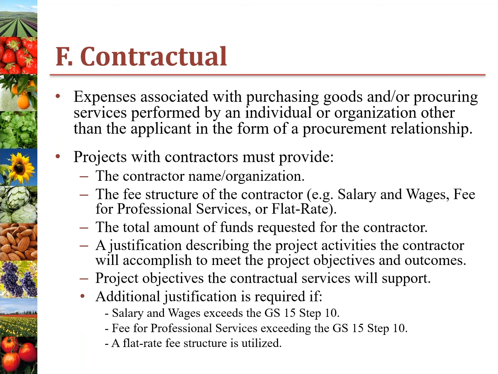A project with contractual costs must provide the following: the name of each contractor, the fee structure for each contractor, and the total amount of funds requested for each contractor. Below the table, provide a justification for each contractor that describes the project activities the contractor will accomplish and identify the project objectives that the contractor will support from the project objective and work plan template.